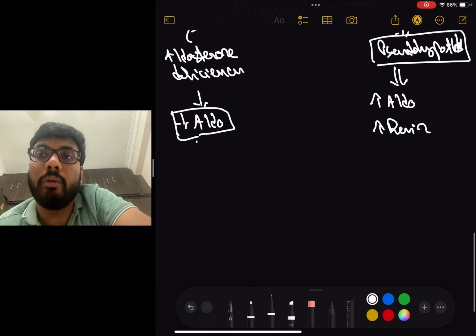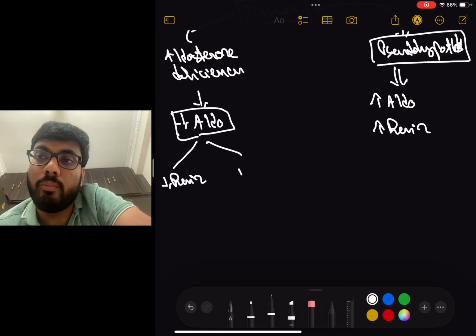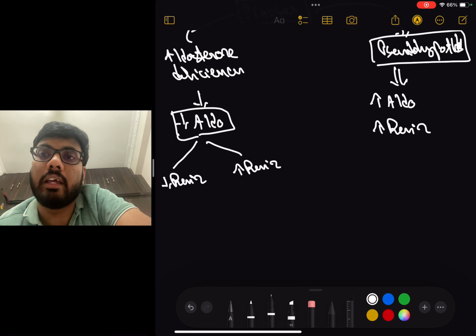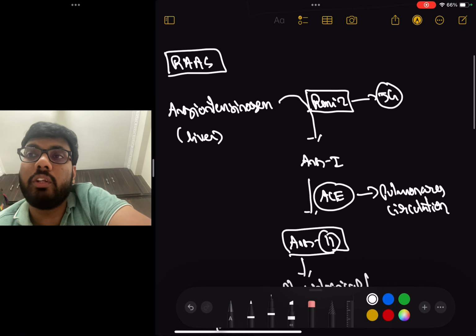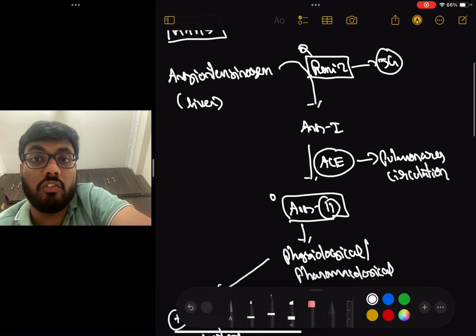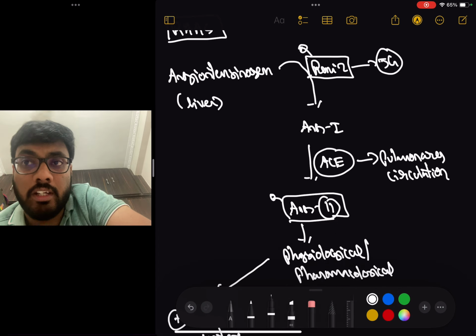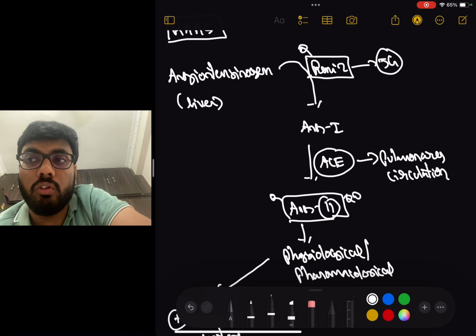So low aldosterone could be due to low renin, or it could also be due to high renin. If a patient has low renin, that means a defect where? We know that renin is required for the formation of angiotensin 2, which is required for the formation of aldosterone. If there is no renin, there is no angiotensin 2, and there will be no aldosterone.